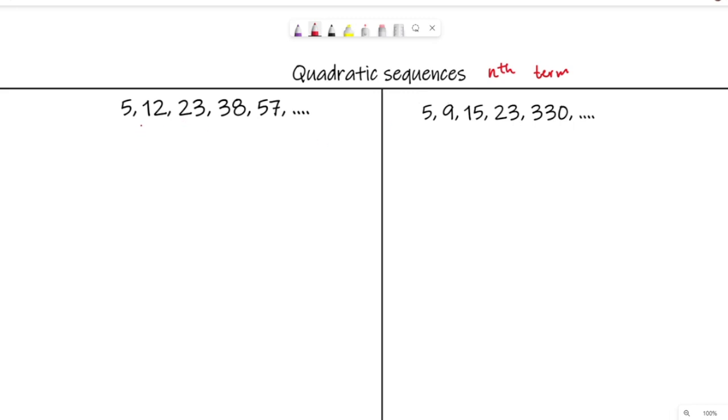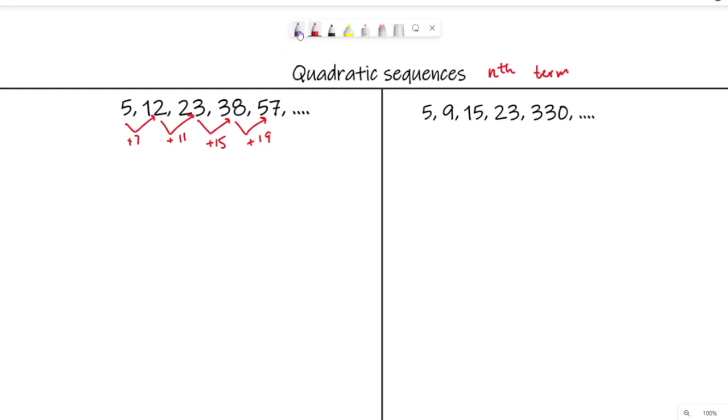So the first thing, this is a quadratic sequence because in an arithmetic sequence the difference is always common, but here it's not going to be the common difference. Let's see. The first one is plus 7, second one is plus 11, third one is plus 15, and it's plus 19. So the difference is not common. If the difference is common, it's an arithmetic sequence. So the first difference will never be common in a quadratic sequence.